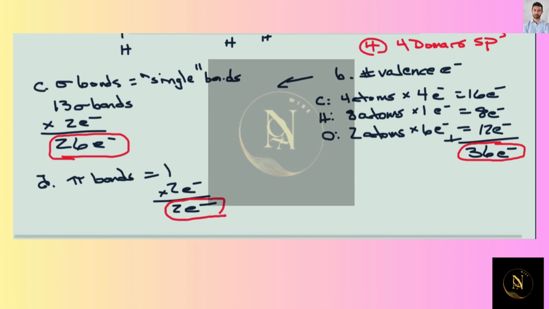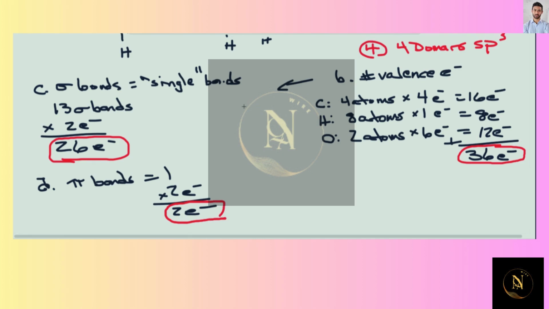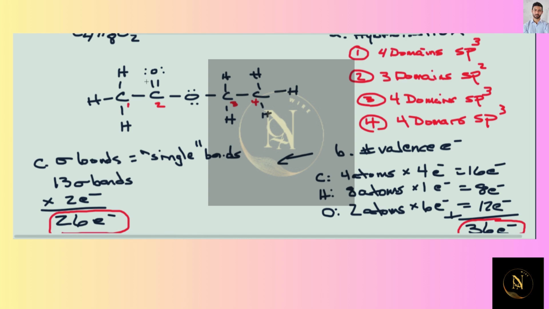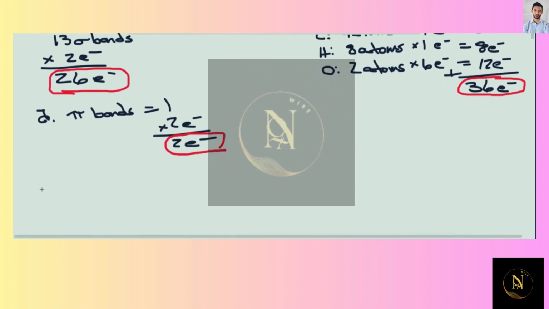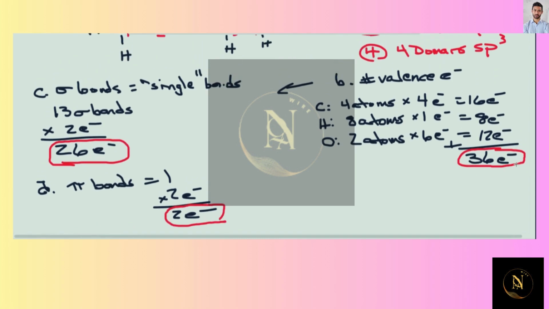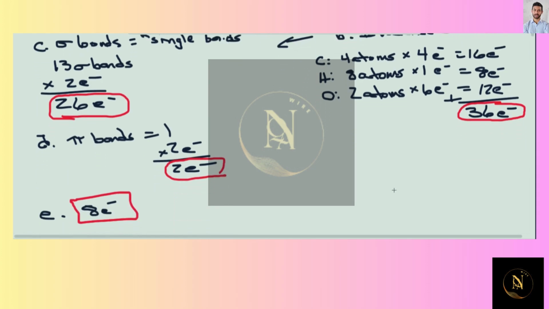And how many valence electrons are non-bonding? Those are our dots. So you can see we have 2, 4, 6, 8. So we've got a total of 8 electrons. And then to just double check that we counted everything, 26 plus 2 plus 8 is 36 electrons. And if you notice from part B, that's how many we had. So we accounted for all of our electrons.